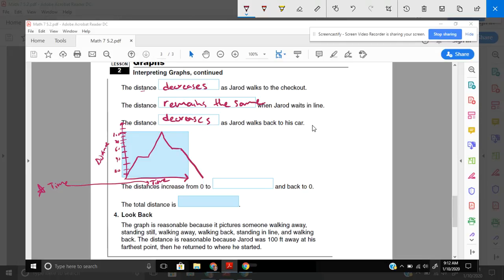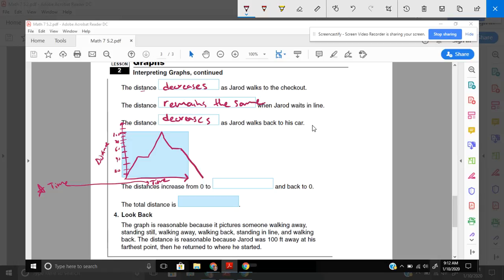Okay. So think about each one of these lines as a different piece of the sentence. He's walking into the store. He waits in line. He walks to the back of the store, getting further away from his car. Grabs some milk, comes to the checkout, closer to the front of the store, which is closer to his car, waits in line, time goes on, returns to his car.